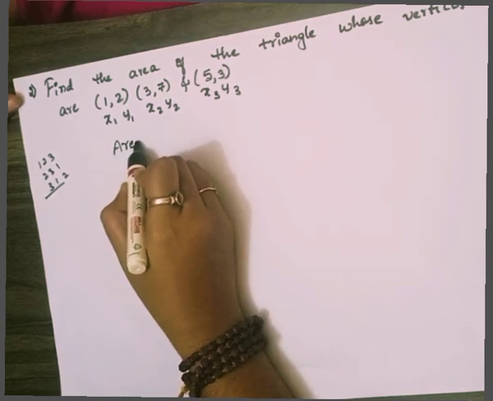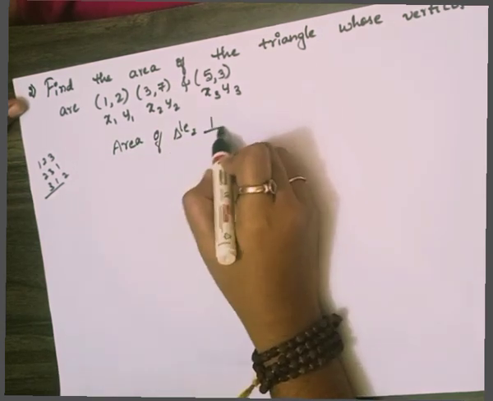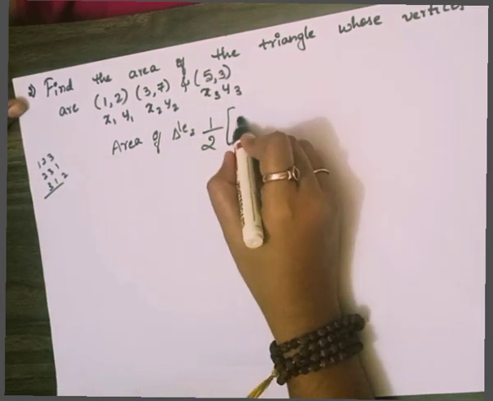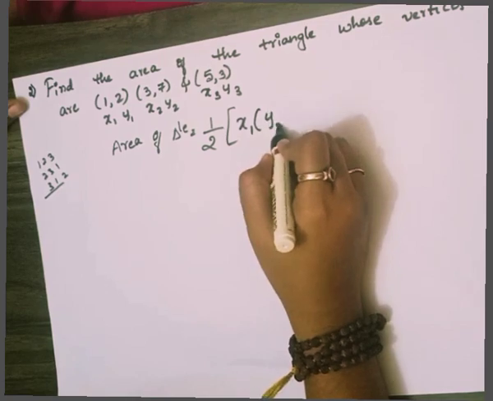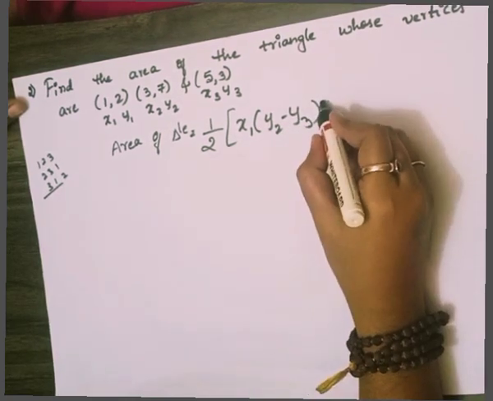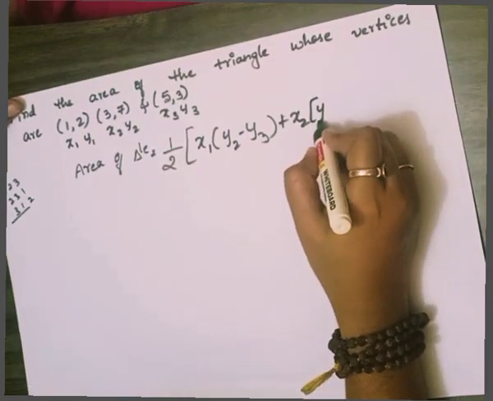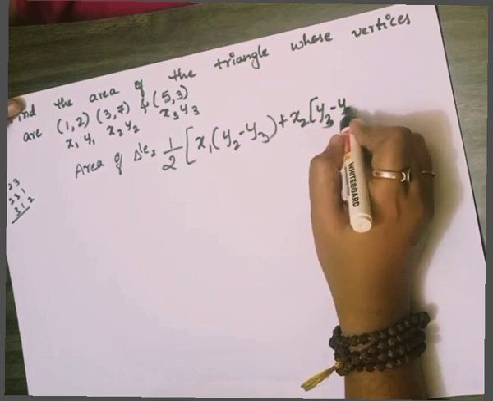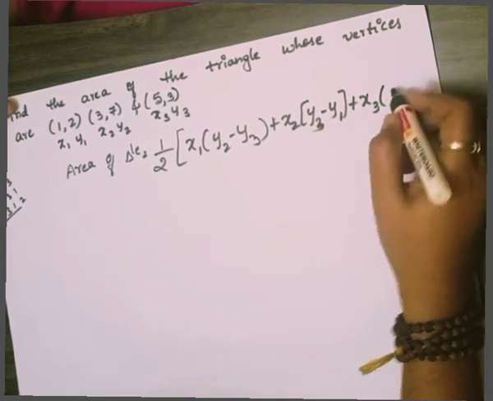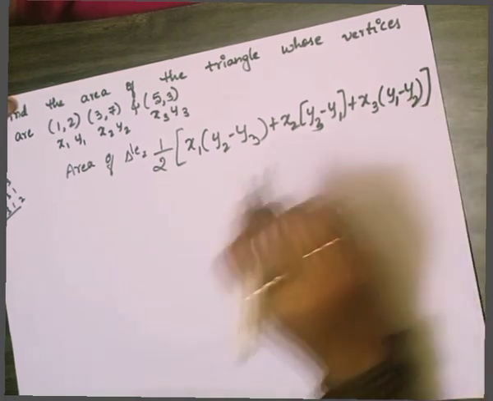What's the formula we have? Area of triangle is equal to half into, what I said here, 1, 2, 3. That means x1 into (y2 minus y3). You can observe here 1, 2, 3. In that way we have plus x2 into (y3 minus y1) plus x3 into (y1 minus y2).